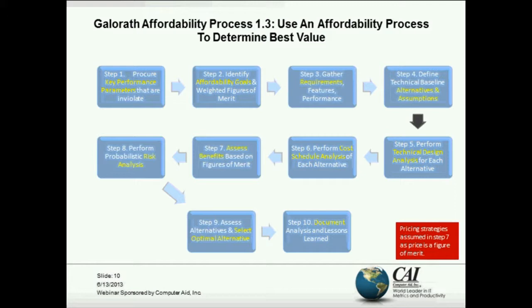Step 10 is just one that we always emphasize in affordability and estimation processes, and that is document, document, document. By the way, these steps do represent somewhat of an order, but they aren't always purely sequential. There's another note on the slide too. Pricing strategies and things like that will be considered as part of a figure of merit or the benefits of a system.